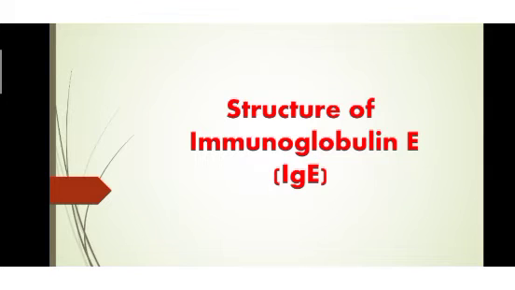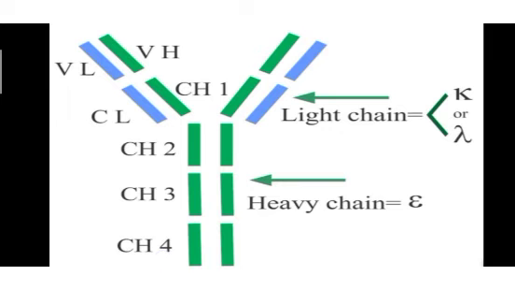Now I am talking about the structure and function of immunoglobulin E, or IgE. This is the main structure, where the variable region of the heavy chain, the variable region of the light chain, constant regions of the heavy chain 1, 2, 3 and 4, and the constant region of the light chain are present. The light chains may be either kappa or lambda, and the heavy chain is epsilon. That is the main overall structure of immunoglobulin E.